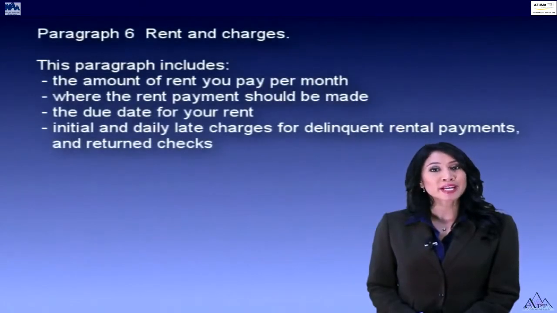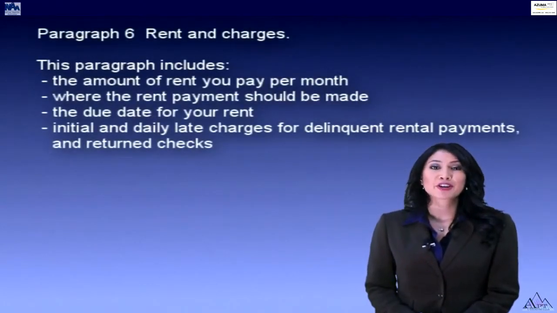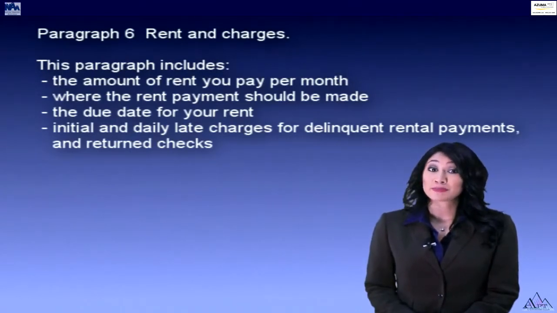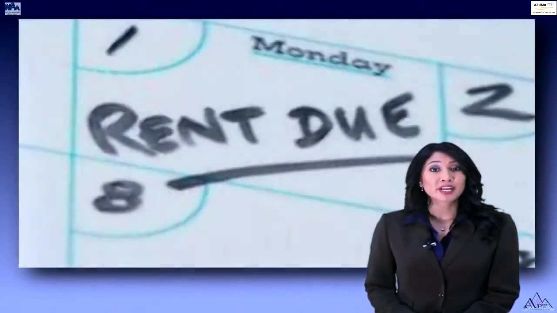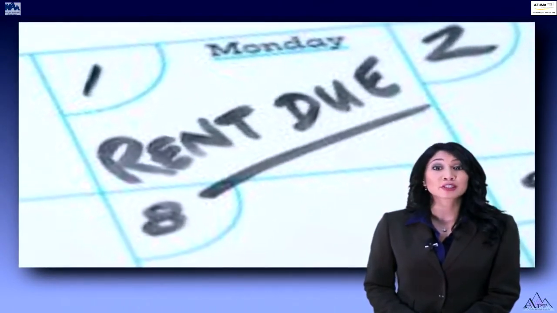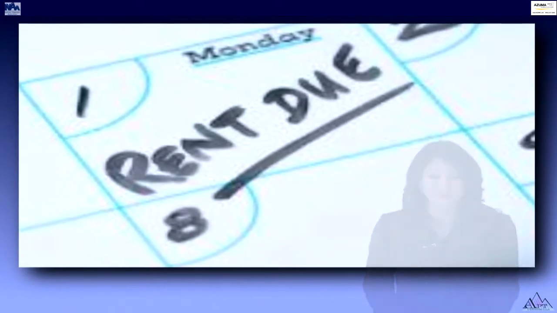Paragraph 6, Rent and Charges. This paragraph includes the amount of rent you pay per month, where the rent payment should be made, the due date for your rent, initial and daily late charges for delinquent rental payments and return checks.